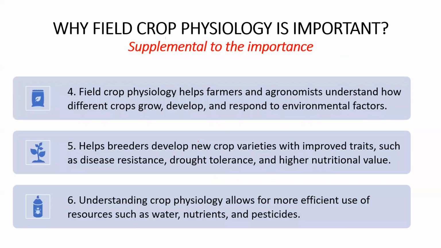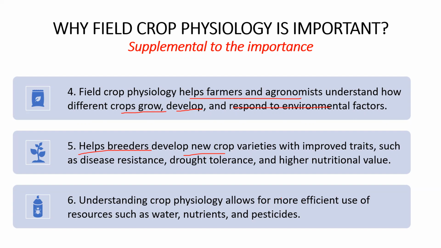Okay? That's it. And then, another supplemental importance: field crop physiology helps agronomists and farmers understand how crops grow, develop, and respond to environmental factors. And it also helps breeders develop new crop varieties with improved traits such as disease resistance, drought tolerance, and higher nutritional value. Whatever our plants need, we should be able to provide based on analyzing or determining the physiological characteristics of the crop itself.